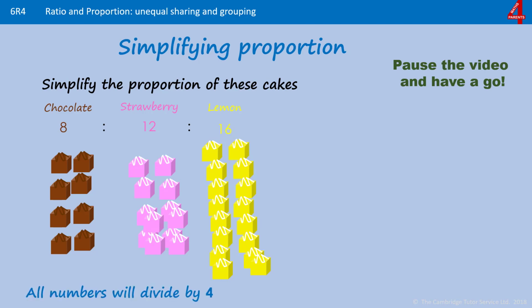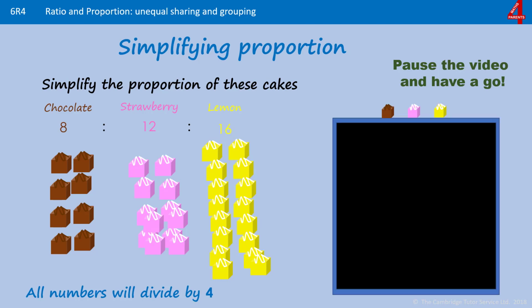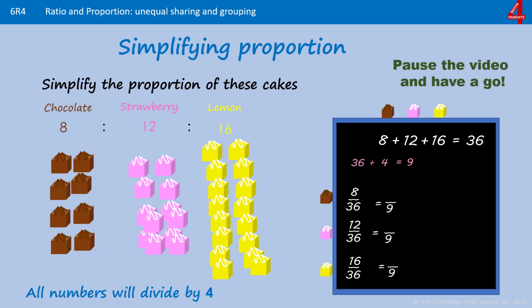You may have worked out that each number can be divided by 4. We have 8 chocolate, 12 strawberry, 16 lemon, and add them together, we get 36. We're going to put the proportion there before it's been simplified. And again, 36, this time divided by 4, gives us 9. So we can simplify the denominator, the number at the bottom of the fraction, by using 9, because we've divided 36 by 4. Now we need to divide the numbers on the top, the numerators, by 4.